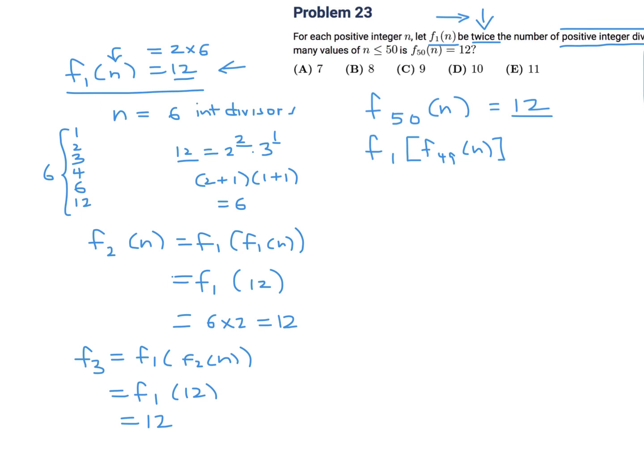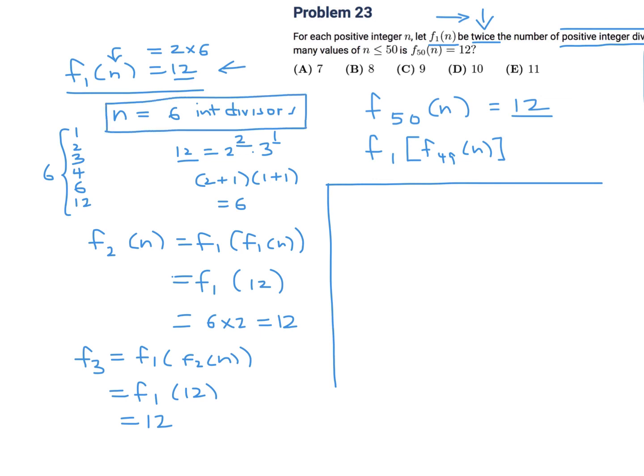So that means we need a number that is either 12 or behaves like 12. Let me explain. In order to get this to work, we have to have an n that has 6 integer divisors right here. So since we are asked to choose an n between 1 and 50 inclusive, we have to choose an n that has 6 integer divisors.